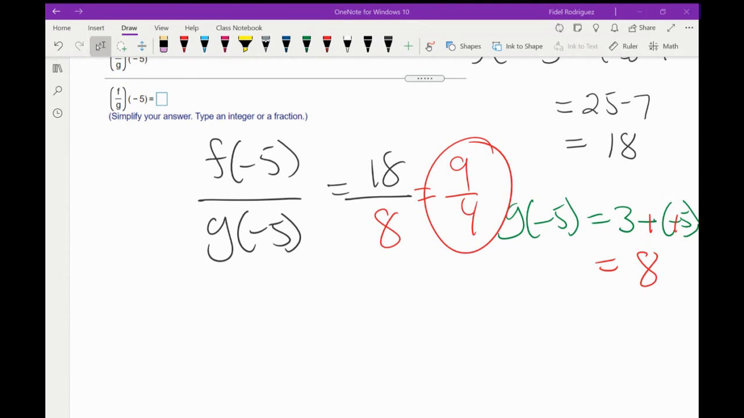Any other questions y'all have out of chapter 2? Anything?